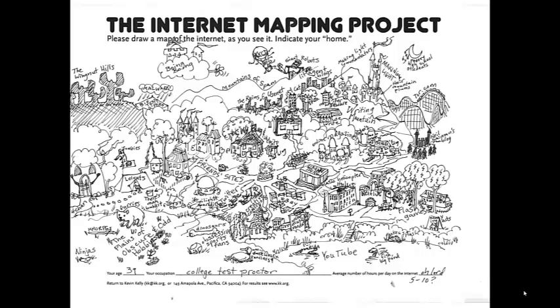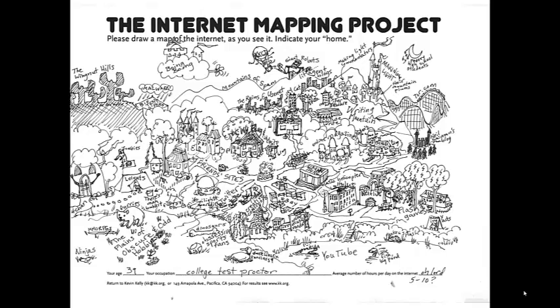I just want to finish off the web part of this course with, have you seen this before? This is called the Internet Mapping Project. From a user perspective, it's quite interesting. Basically, they went out and asked people to draw a map of the internet as you see it yourself as an individual and put your home on it. If you think from user perspectives of the world, this is quite an interesting way to explore how different people see the internet.